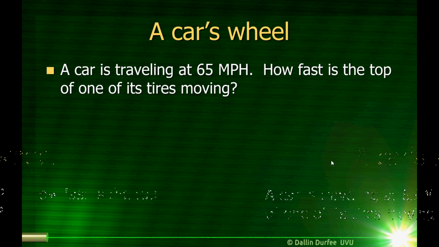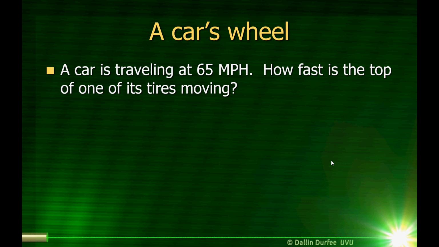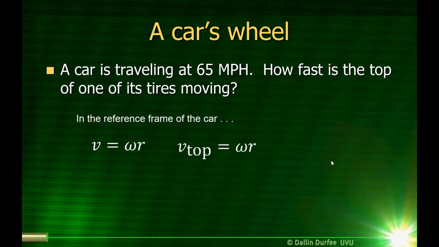Here's another example. Imagine that a car is traveling at 65 miles per hour. How fast is the top of one of its tires moving? This combines reference frames and uniform circular motion. So let's start in the reference frame of the car. In the reference frame of the car, the center of the wheel is not moving, but the edge of the wheel is moving at a velocity which is the angular velocity times r, omega times r. All right? The top of the wheel is moving forward with that velocity. The bottom of the tire is moving in the other direction, backwards.